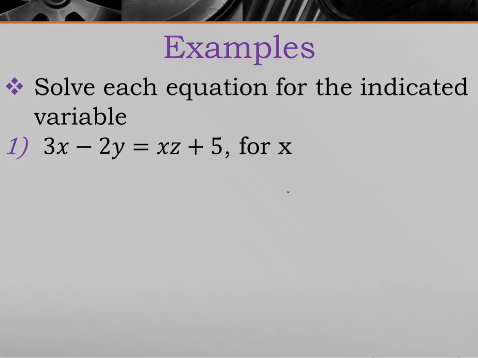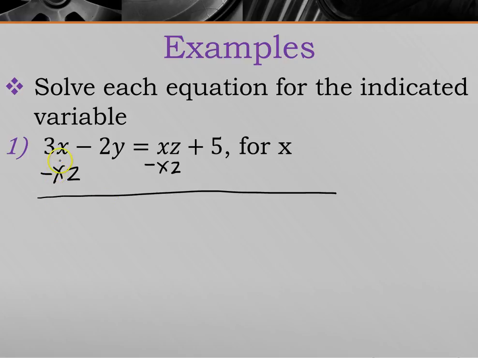Now here's where it gets a little interesting. We have this equation, 3x minus 2y equals xz plus 5. And I want to solve for x. So the key for all these equations to solve for the variable is to move the variable to one side and combine like terms. So I've got a 3x here and an xz over here. So let's subtract xz from both sides to bring all the x's onto the left-hand side.